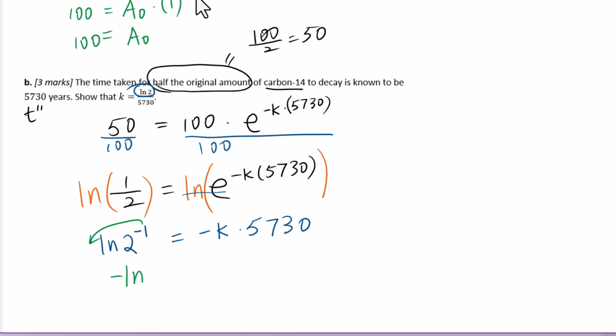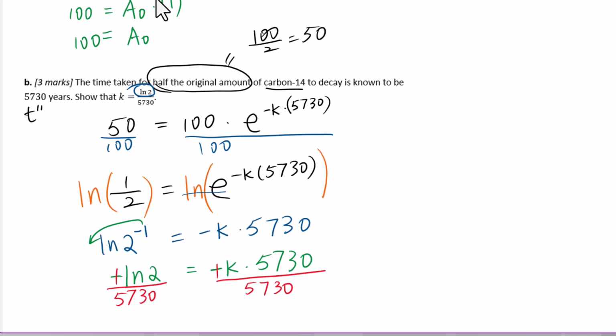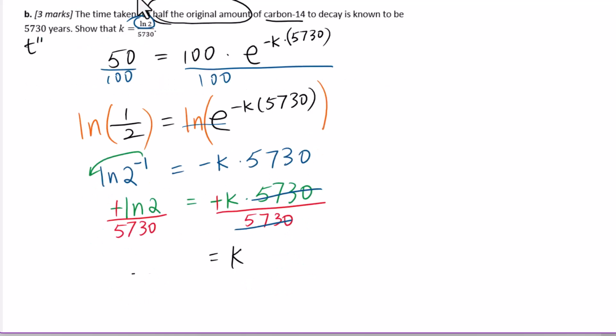Negative natural log of 2 equals negative k times 5,730. Divide by negative 1 both sides. We change into positive. Then we divide by 5,730 both sides. k equals natural log of 2 over 5,730.